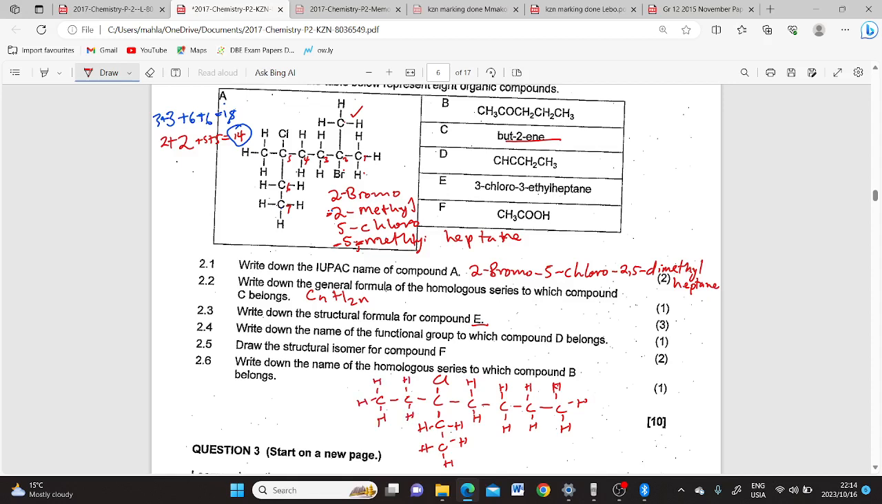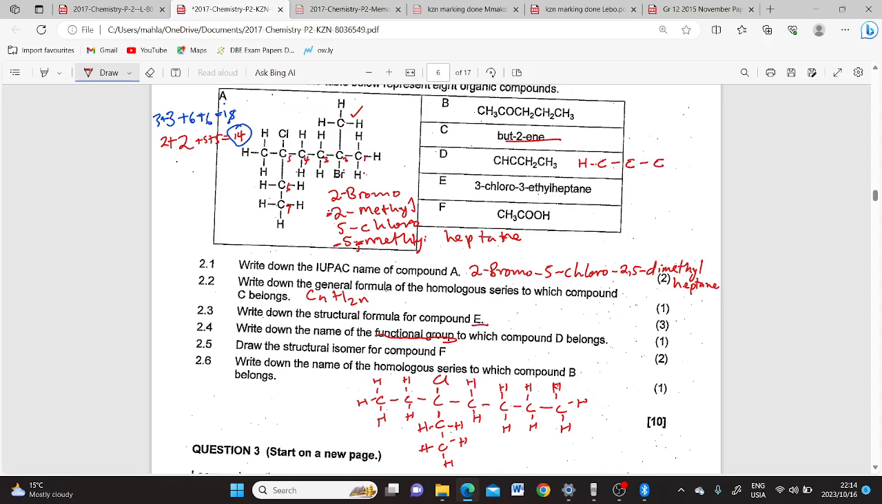Write down the name of the functional group. Here they are saying functional group, not homologous, to which compound D belongs. So here is compound D. They want the functional group where compound D belongs. So which one is this one? Let's check what's happening. So we have C bonded to 1 hydrogen, and then there is also C bonded to carbon, and then another C coming in, but these carbons must have 4.